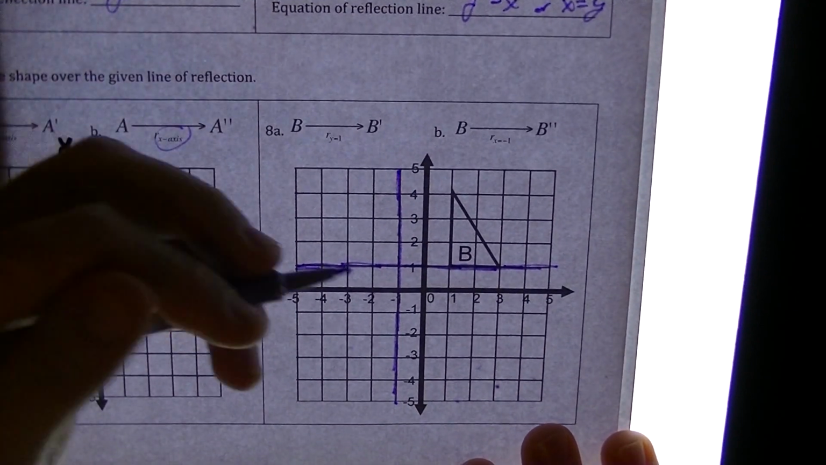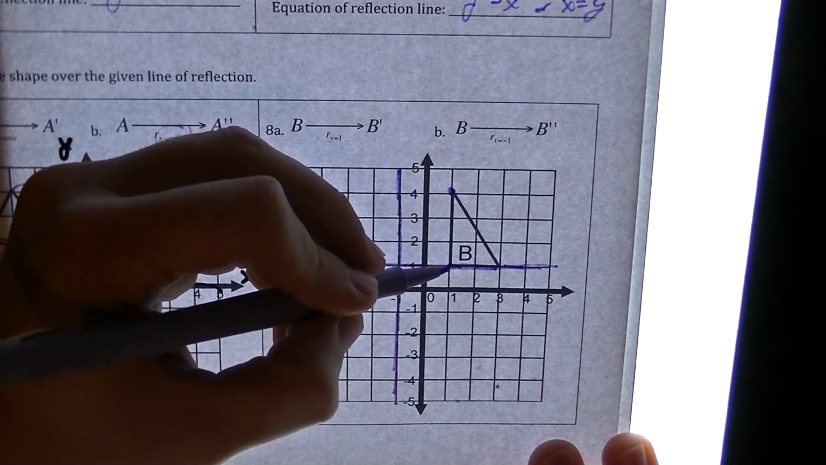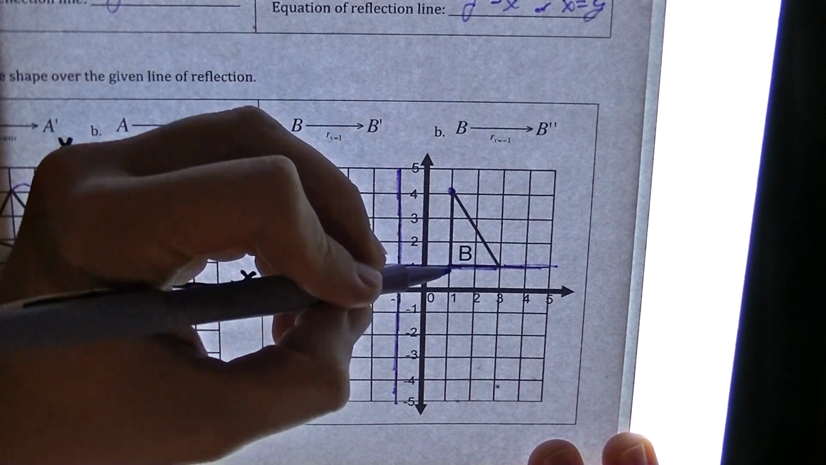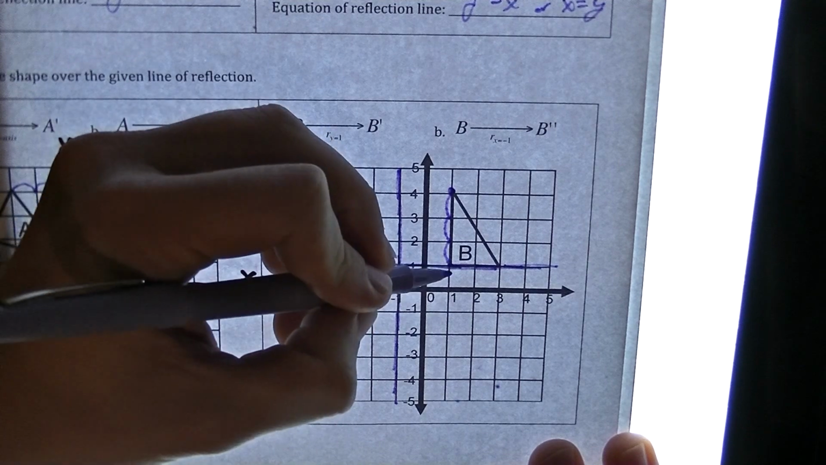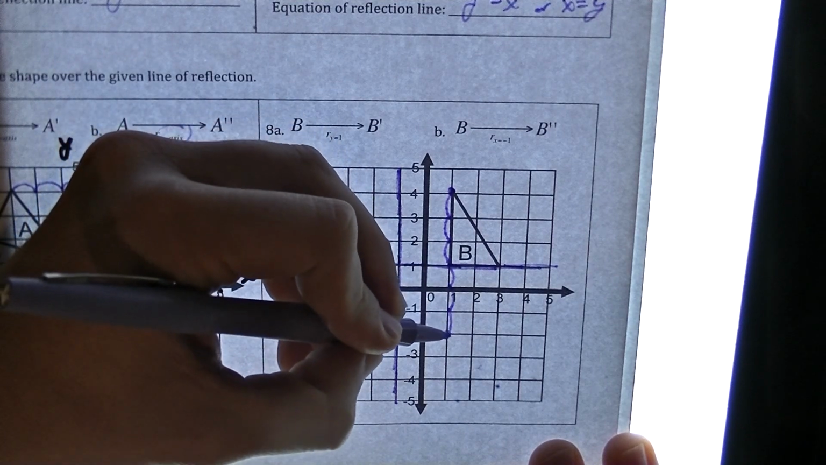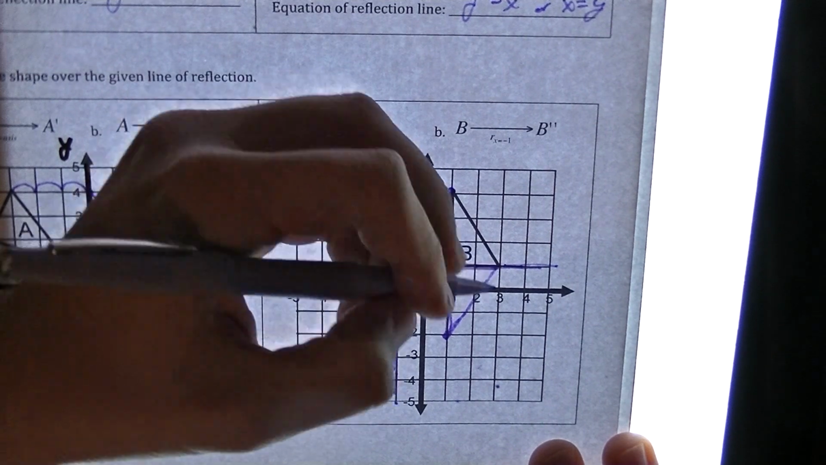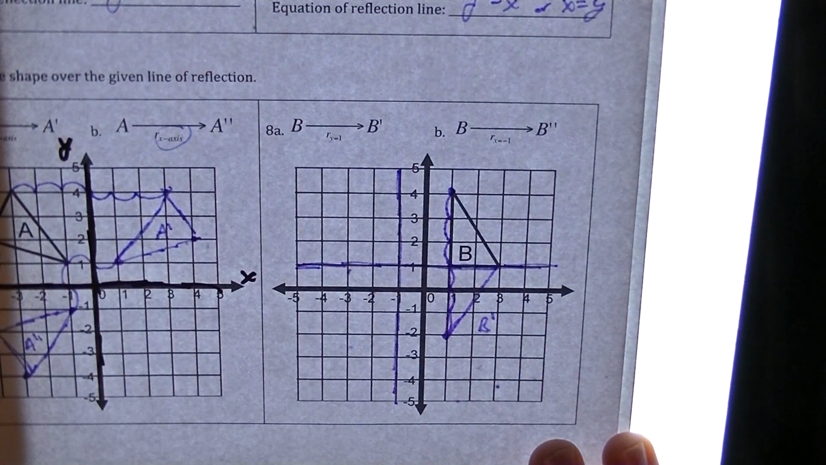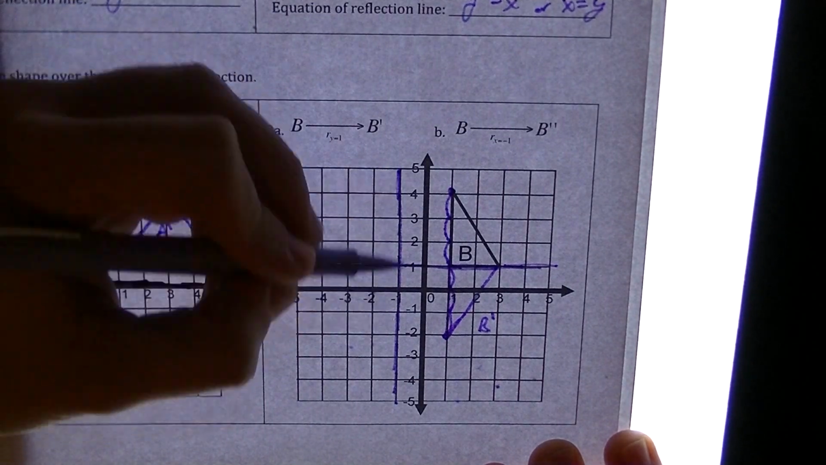My first reflection is going to be really nice and easy because it's just this point reflecting over this line, because those 2 points are on the line itself. They're not going to move. I'm going to go 1, 2, 3 down, so then 1, 2, 3 down. And here is my shape B prime.